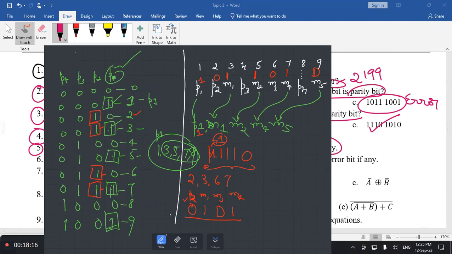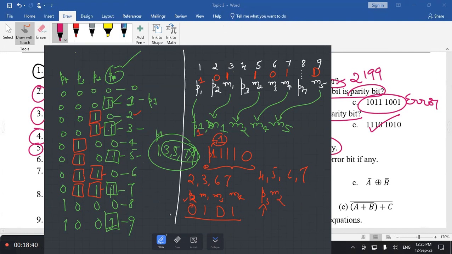Can you get me P3 now? From where will P3 come? From here, from here, from here, and from here. So that is 4, 5, 6, 7. See what is there in the fourth position? P3 itself. This is what you have to find out.